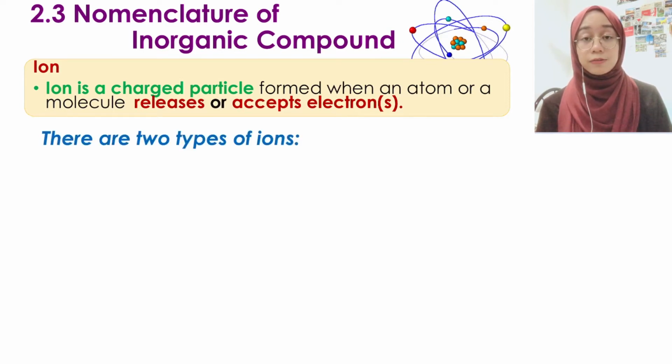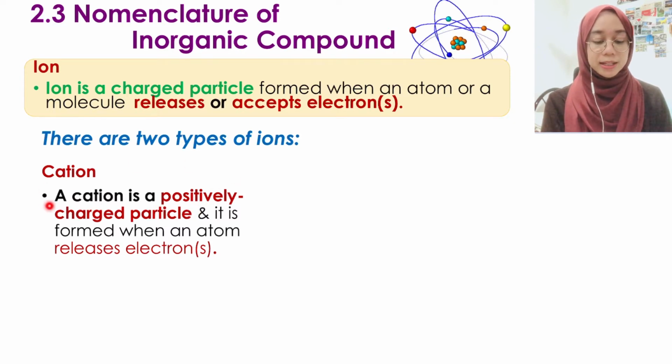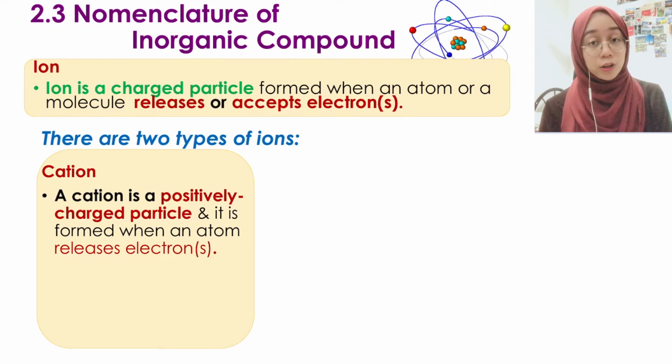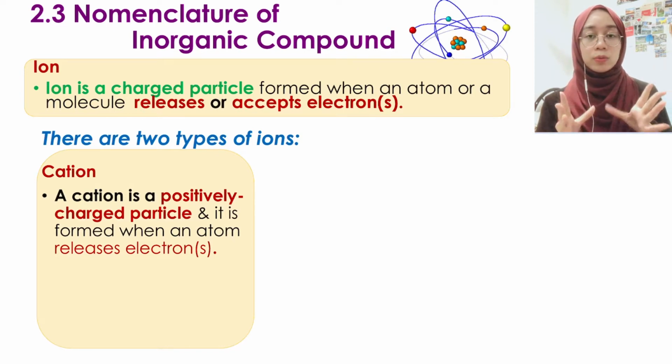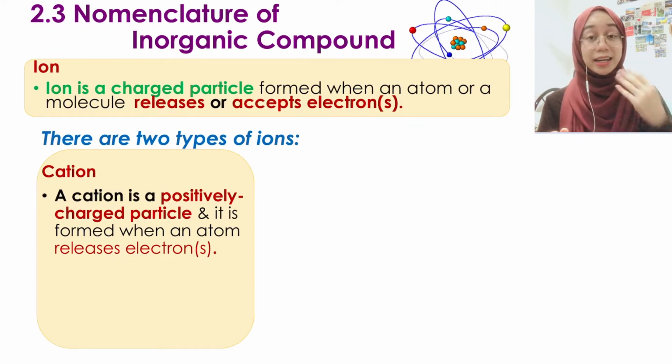So there are two types of ions. The first one, let's have a look at the cation. A cation is a positively charged particle. Cukup sampai kat bahagian ni sahaja sebagai definition of cation. So a cation is a positively charged particle and it is formed when an atom releases electron. Bila atom tu hilang elektron, dia memberi dia punya elektron, so dia akan jadi positively charged. Sebab memberi kan, memberi is something yang positif kan. So yang tu adalah cation.